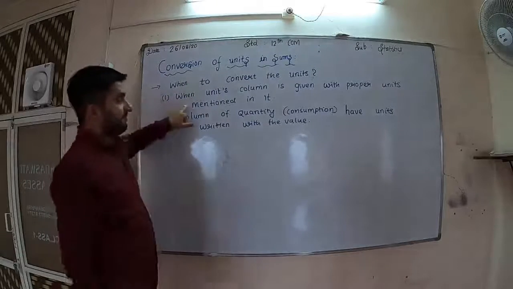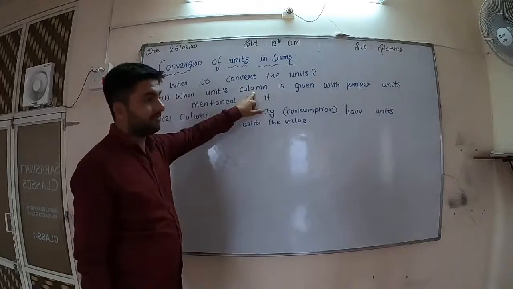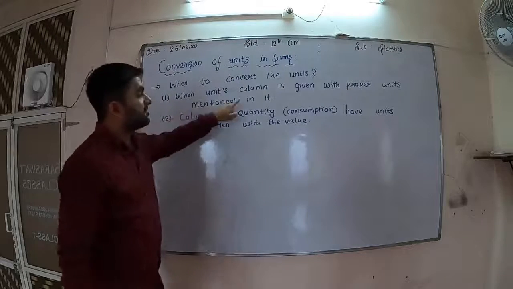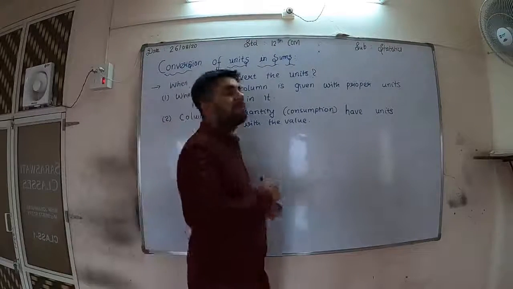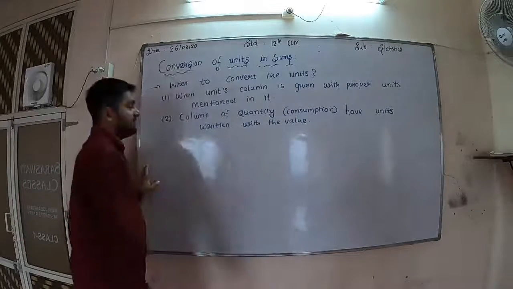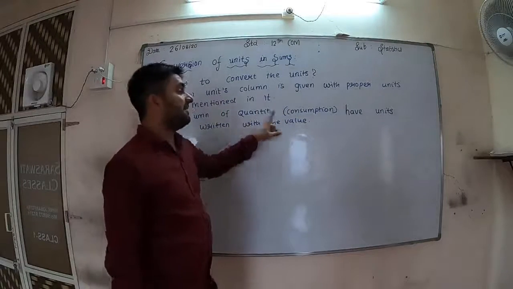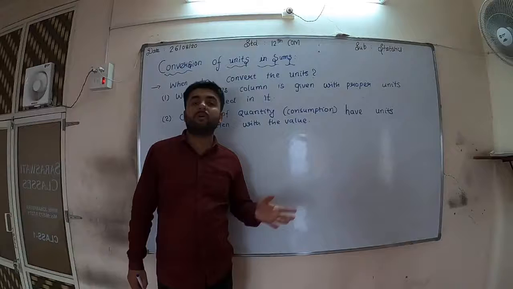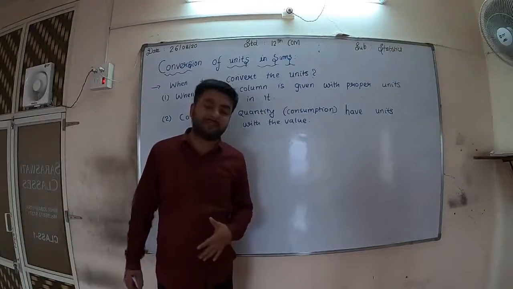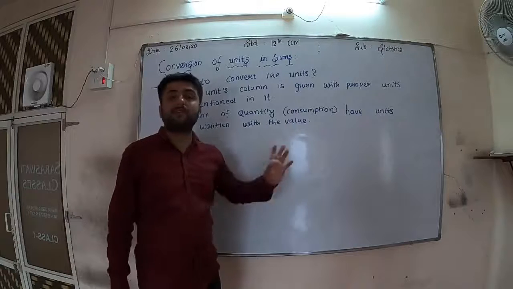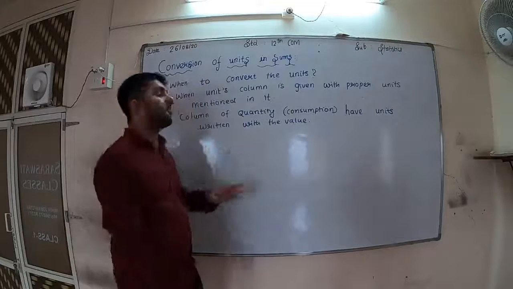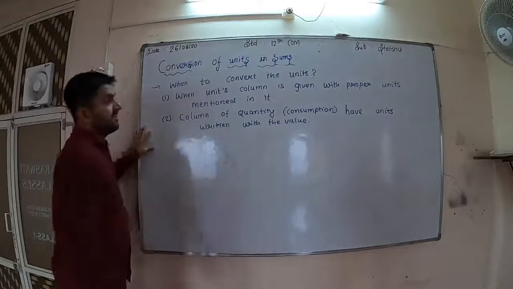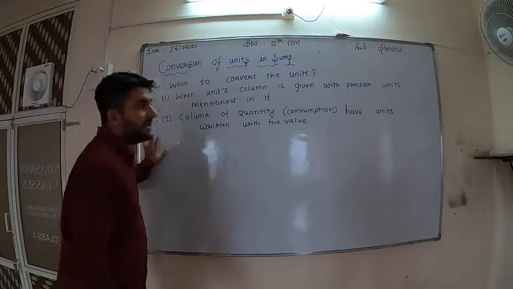Which are they? When the units column is given with proper units mentioned in it. There should be proper units mentioned. Also, second one, the column of quantity, that is consumption, has units written with the value. See, in the third sum only the quantity's value is given, 20, 15, 10, but no units are written. In the fourth and fifth sums units are also written, that is kg, liter, meter. Okay? So when to convert the units, the two conditions are what?